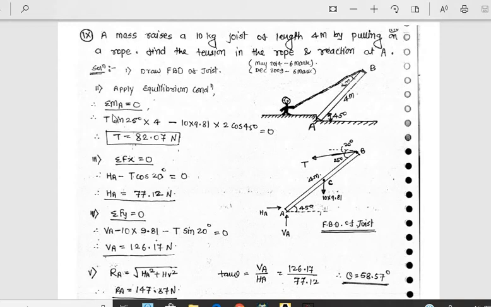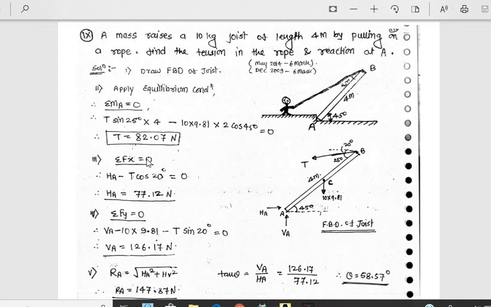Then take moment at A. Where is A? This is A. So T sin 25, you have to resolve this tension. T sin 25 into 4 minus 10 into 9.81 into 2 cos 45. This distance is 2 cos 45. Okay, so T is equal to 82.07.